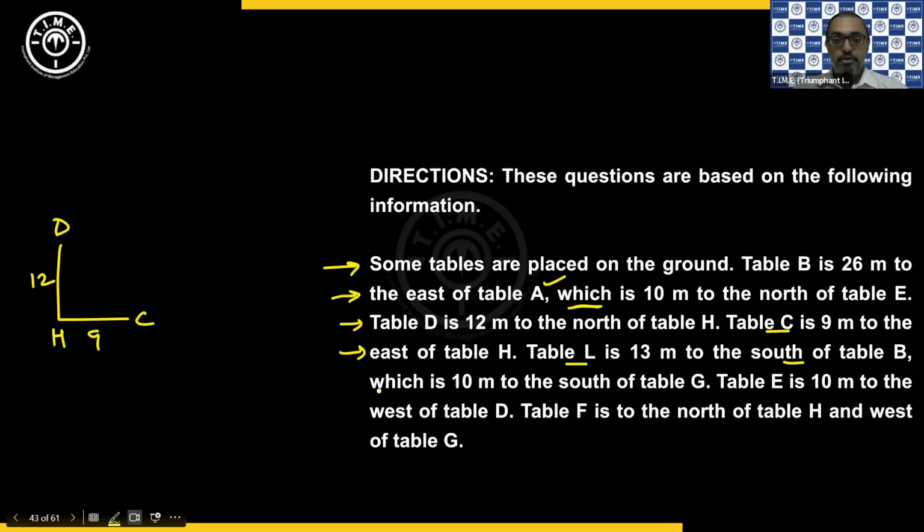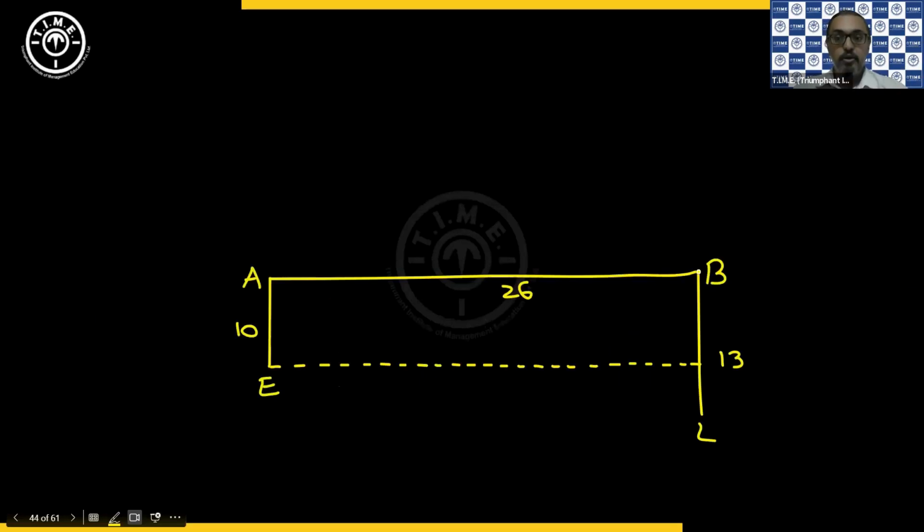And then continuation, which means table B is 10 meters south of G. Okay, so B is 10 meters south of G. So south is below G, you have B 10 meters. So this is 10 meters, you have G here.